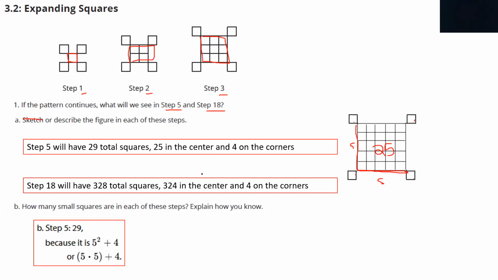For the step 18, we would have very similar. So 18 squared, because it would have 18 rows and 18 columns in the center plus the 4 on the corners.